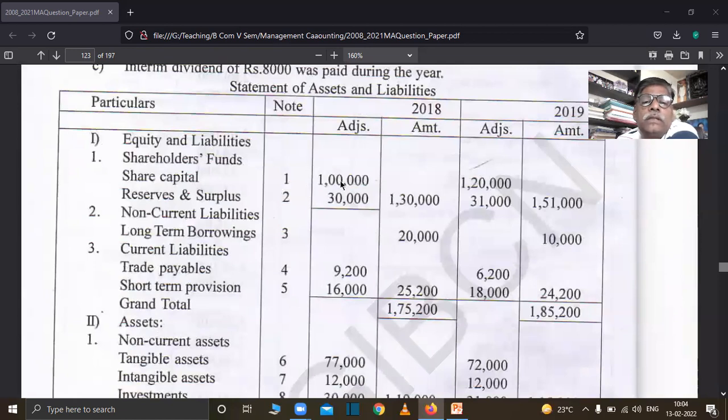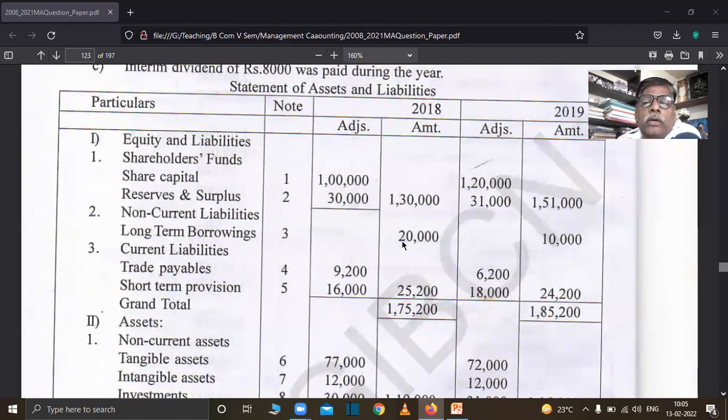In the balance sheet, share capital 1 lakh, 1,20,000. So increase of 20,000 is there. 20,000 share capital increase is nothing but it is the issue of shares. Remember that in general. And you have to consider with the help of notes. Don't go only with the main balance sheet. You have to check the notes also. So reserve and surplus comes in the funds from operation statement.